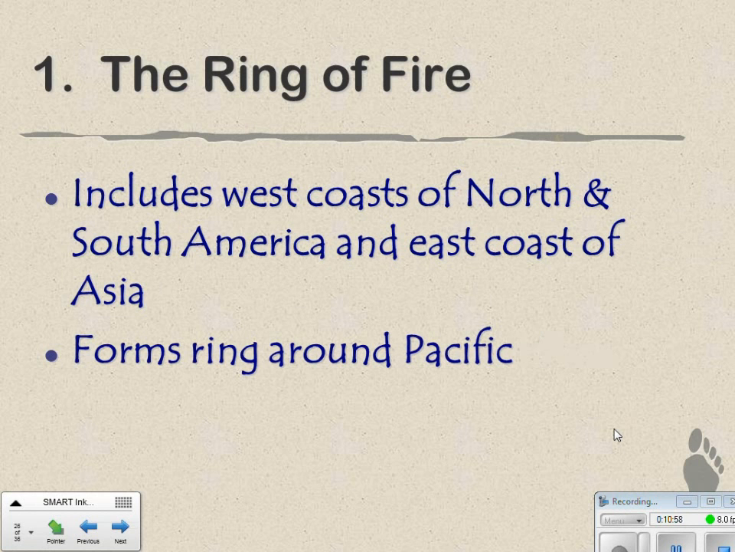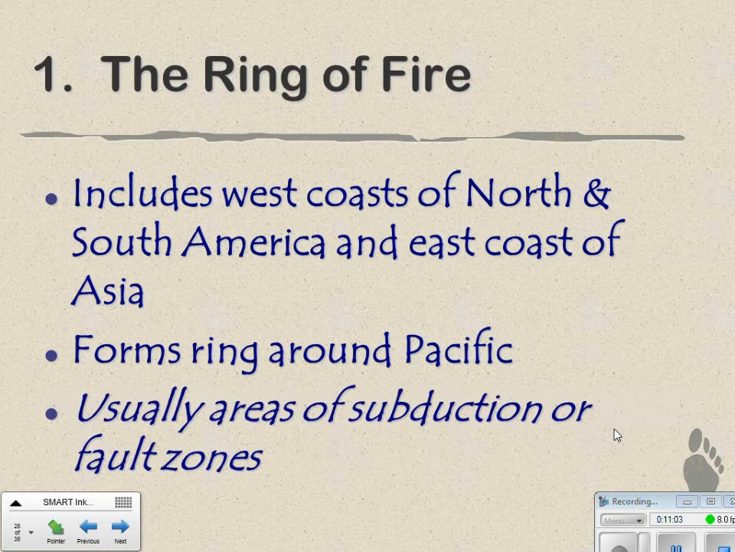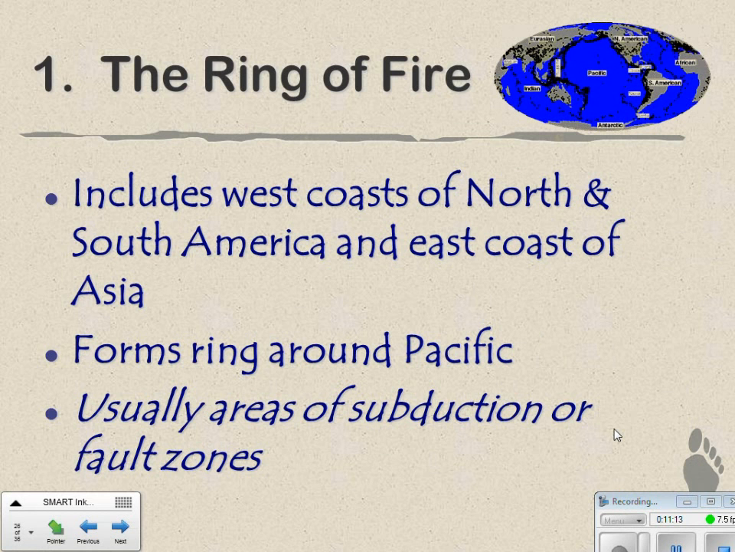It forms a ring around the Pacific Ocean. And it's the Ring of Fire because of all of the subduction and the fault zones, which cause all of those volcanoes and earthquakes. And then again up here on that map, here's the Pacific Ocean, and it outlines the edge of the Pacific Plate all the way around.